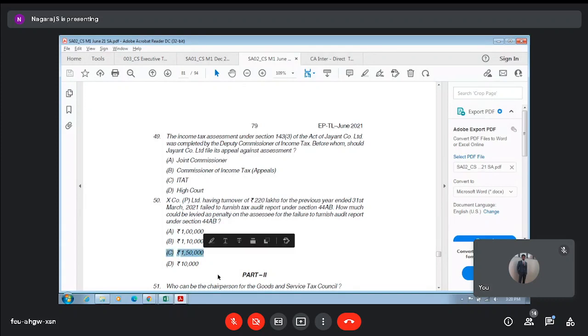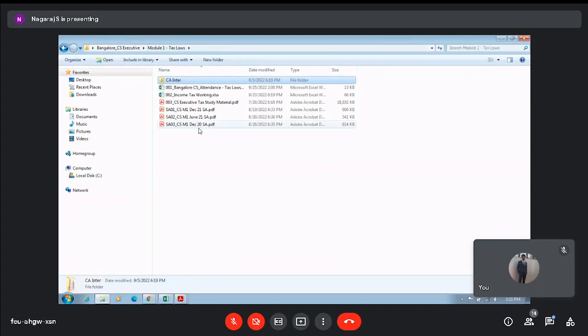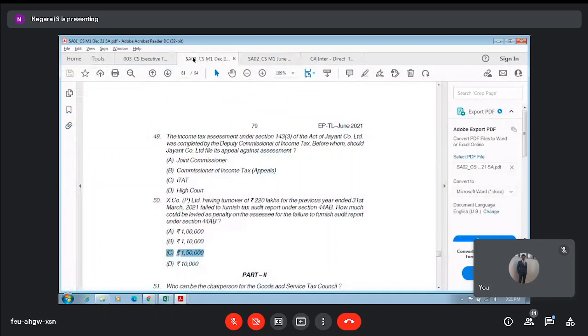Penalty 1,50,000. I'm not doing the penalty chapter. I've skipped that one because normally you will not get much question on penalties because there are so many sections. Even if you get, you will get confused. That's why I'm not doing that one. I'm skipping. Please, you guys do that. There are many. What are all these sections? This one we covered.